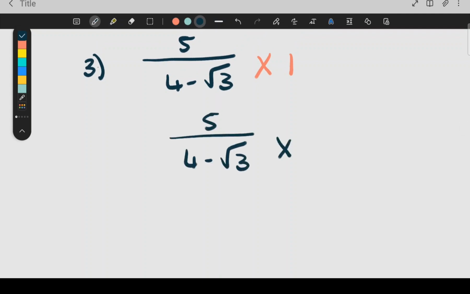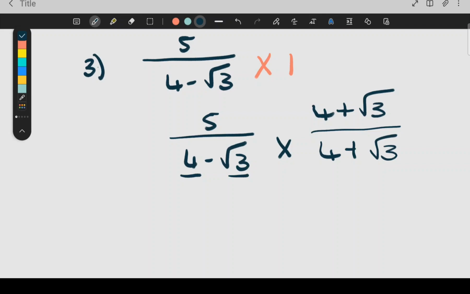I'm going to rewrite 1 as something over something. Now, when there's 2 terms, this is what we do. We multiply by the opposite sign. So it's the same term, but if this is a minus, this is a plus. That was a minus, so we're going to multiply with a plus. It must be the same thing on top and at the bottom, because this must give me 1.